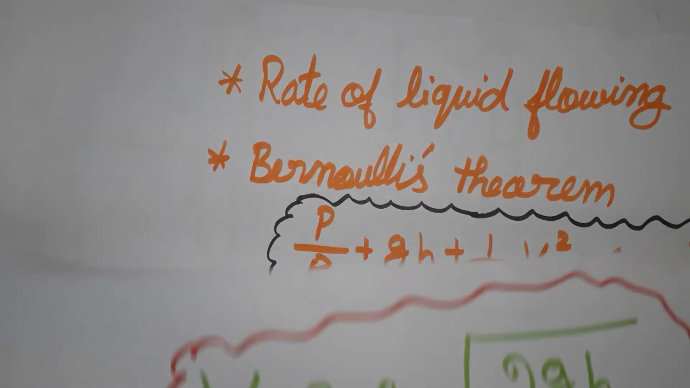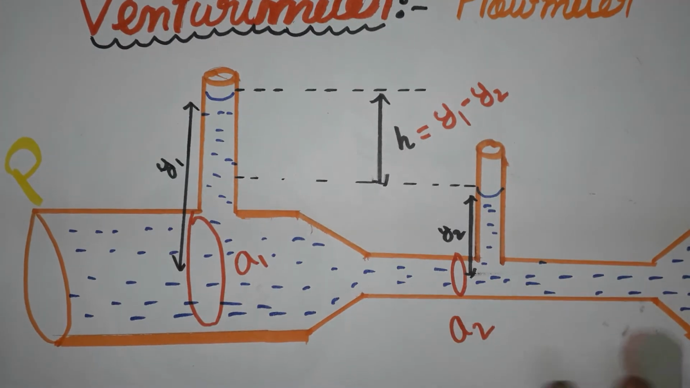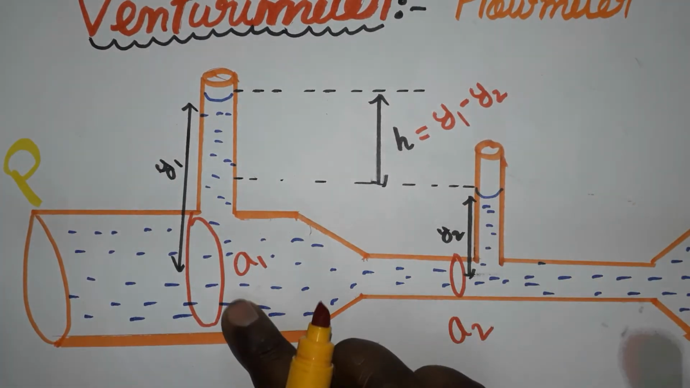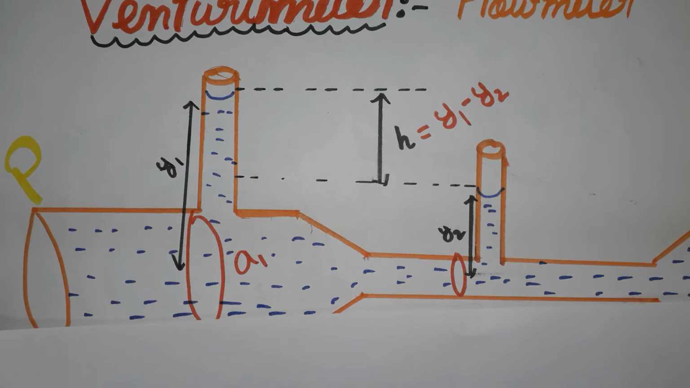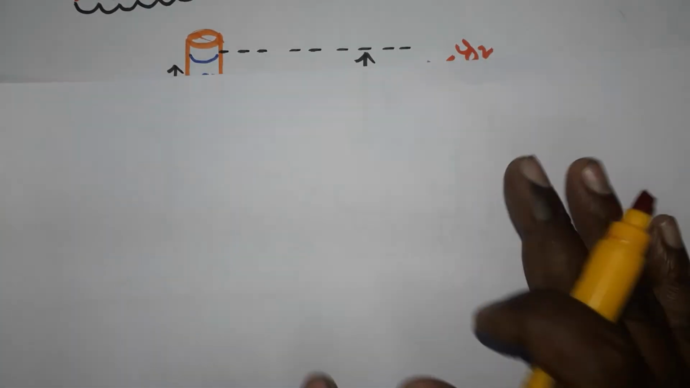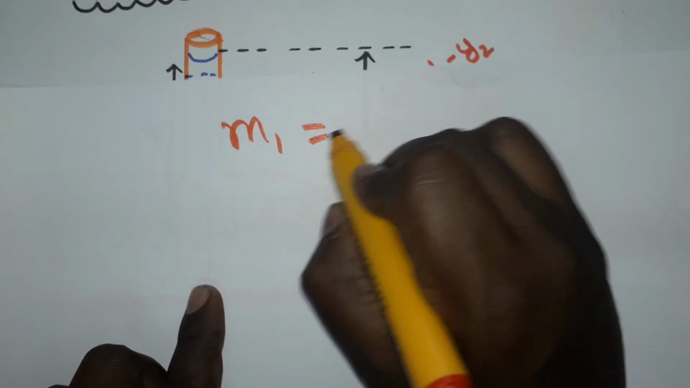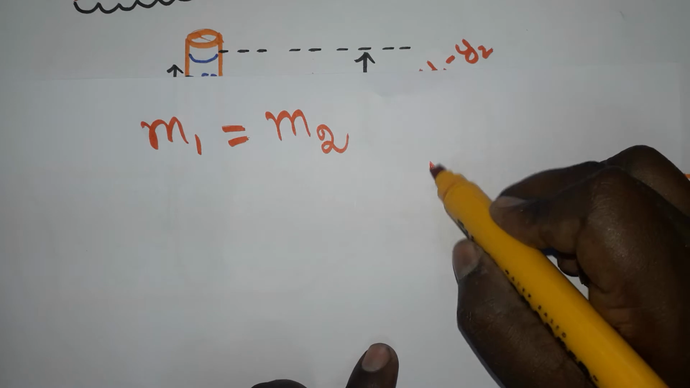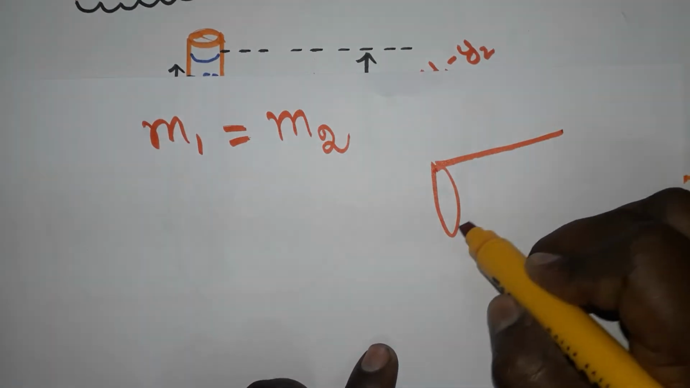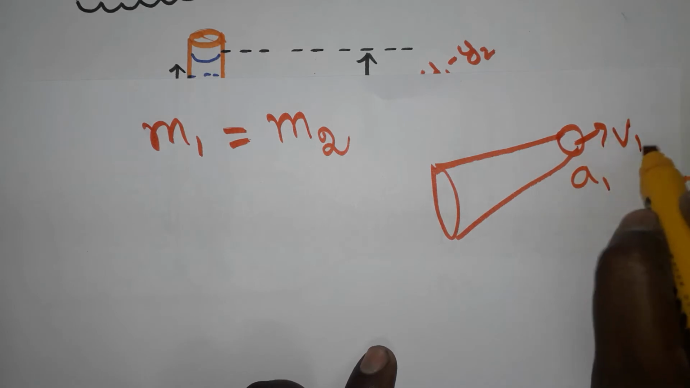First, this is a pipeline venturimeter. So the liquid is flowing. Here is area A1, here is area A2. First I will tell you the mass of the liquid entering from one end is equal to that at the other end. The mass of the liquid entering at the first end, the larger area, is equal to that at the smaller area. If you imagine one side of the pipe as the smaller end, where there is a smaller area, the velocity will be more.